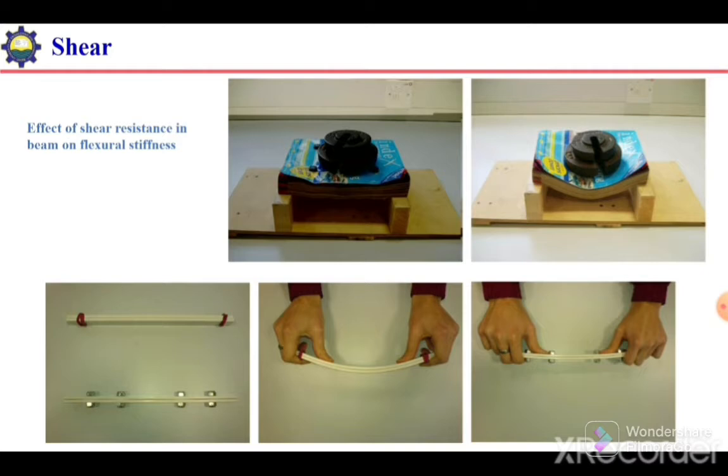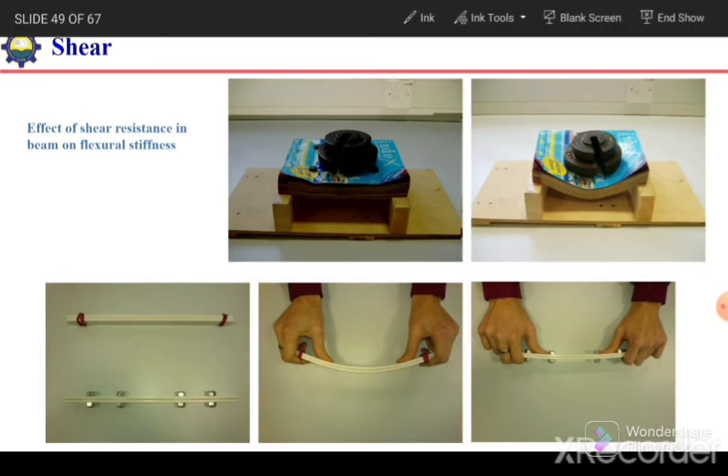So next, how does this shear resistance affect the flexural stiffness of beams? For example, for the previous model, the model of a book, in one case we have inserted bolts to improve the shear resistance, and in the second case we have not inserted the bolts, and the shear resistance between the pages is almost zero.